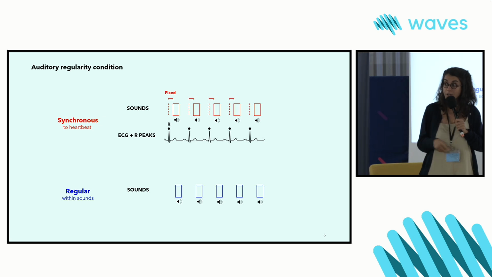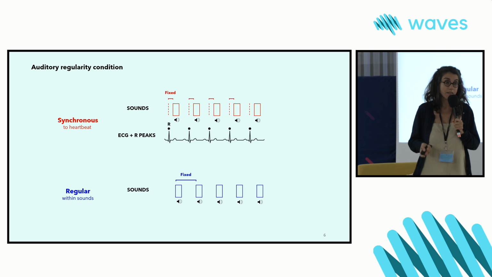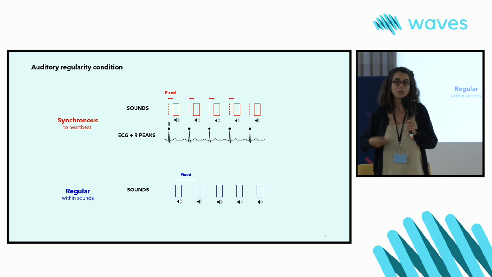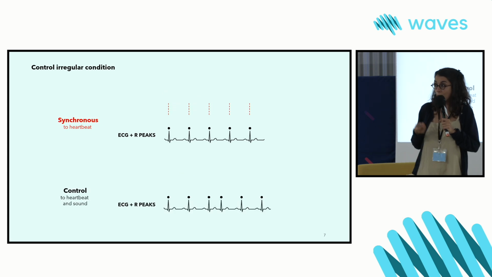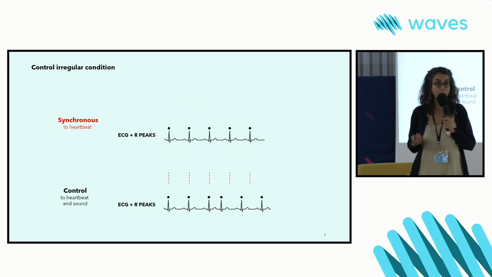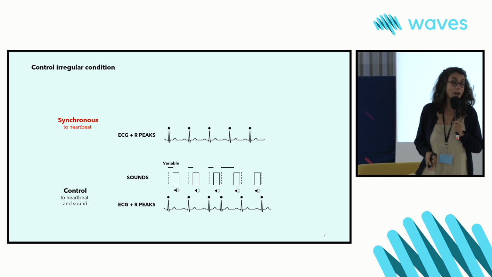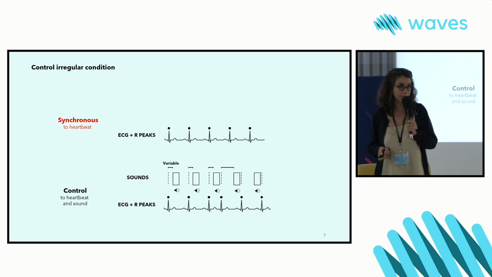We also administer a purely external auditory regularity condition with fixed sound-to-sound intervals based on our participants' average heartbeat rhythm. Our control irregular condition comes by replaying what we generated in a previous synchronous block, now having no direct relationship to the current ongoing heartbeat, and therefore resulting in variable R peak to sound and sound-to-sound intervals.